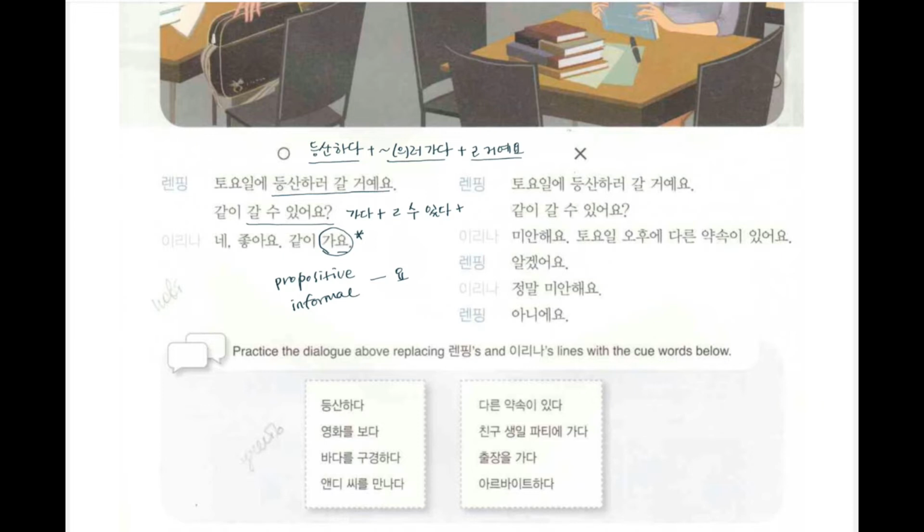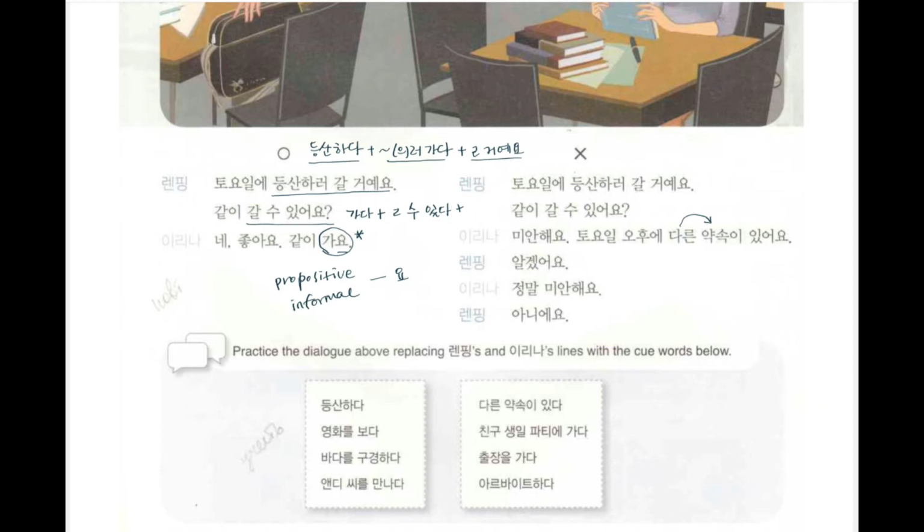Okay, very good. So these first two sentences are basically the same. Next one, Irina. This time, Irina says no. Now, how would you say no in Korea? Politely. 어떻게 말해요? 미안해요. You apologize first. 미안해요. 토요일 오후에 다른 약속이 있어요. So another appointment, other plans. So she's got another plan on Saturday afternoon, isn't it?